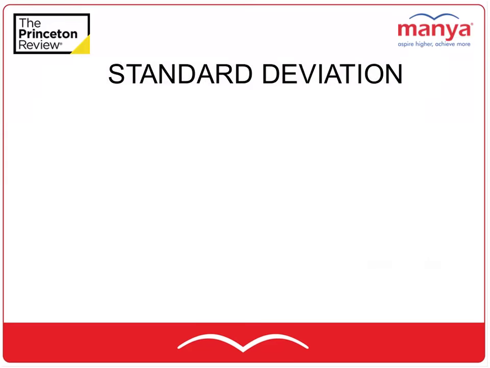The next comes the standard deviation. So what is standard deviation? Dispersion, these are the words which we get, right? What is dispersion and what is standard deviation? Dispersion is how the data is spread. And what is standard deviation?